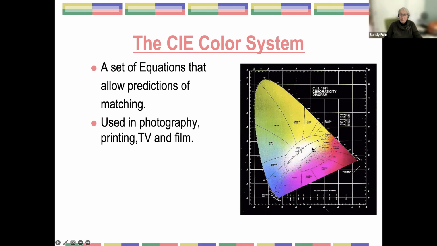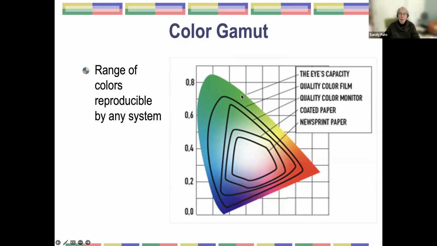And it can be used to map or identify what we can see in photography if we use film versus a digital camera, what we can do with printing when we take that photograph and print it on a printing press, what it's going to look like in TV or in a movie. So when I look at this chromaticity diagram, this is everything, every color that is in the visible spectrum. This is called the color gamut. That's our eye capacity, everything we can see.